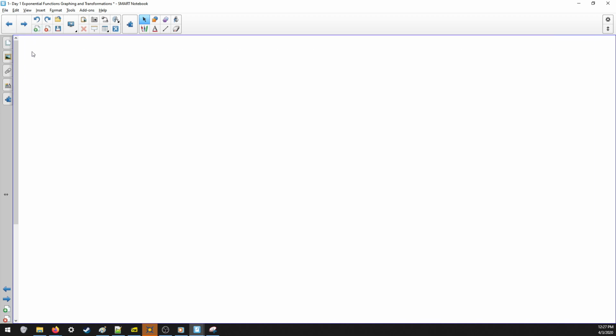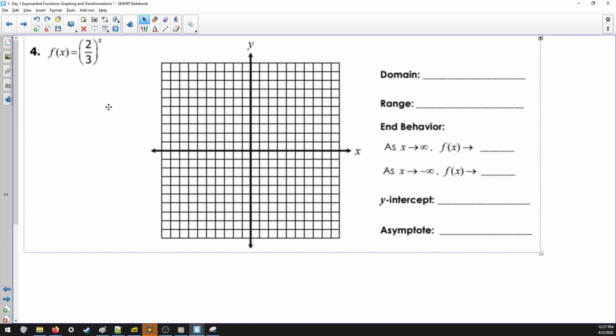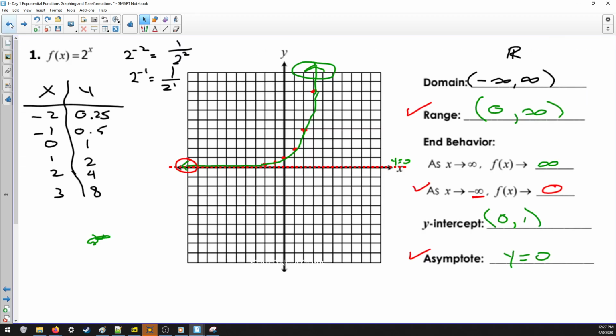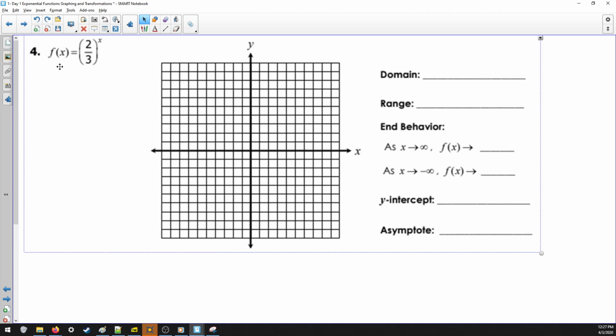For this problem, the only major difference between this one and this one is that this is 2 to the x, and this one is 2/3 to the x. So it's a fraction base, but everything else is going to be exactly the same. So let me pull that up real quick. Another one of the word problems, to find the value. Yes, we'll do one. Just tell me which one you want to go over, Brennan. We'll go over that too.